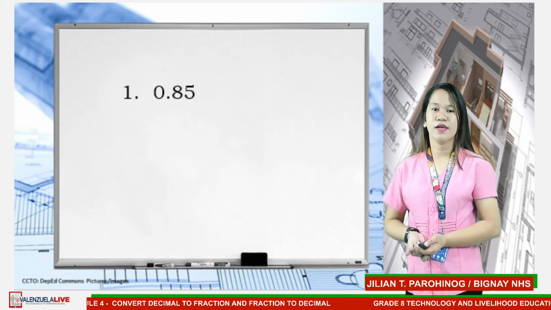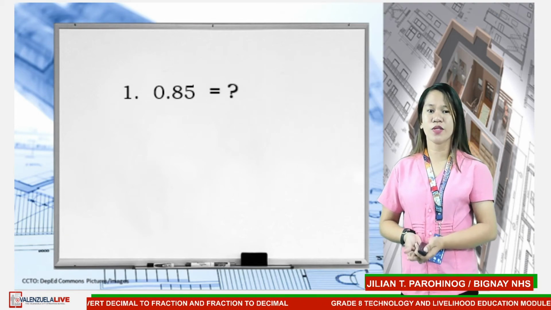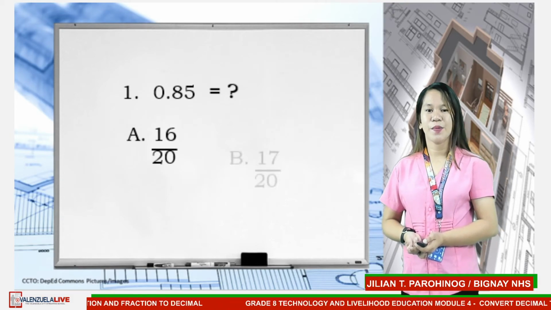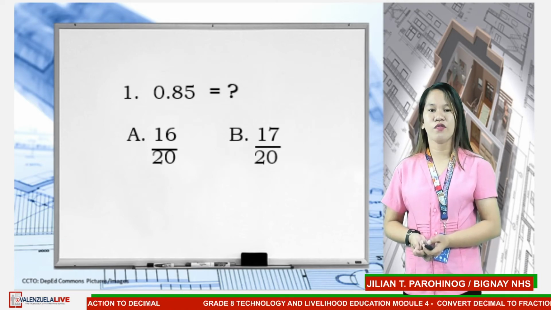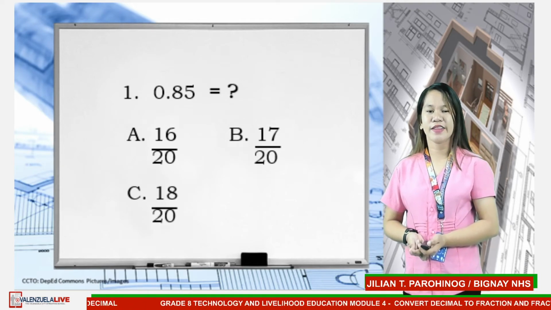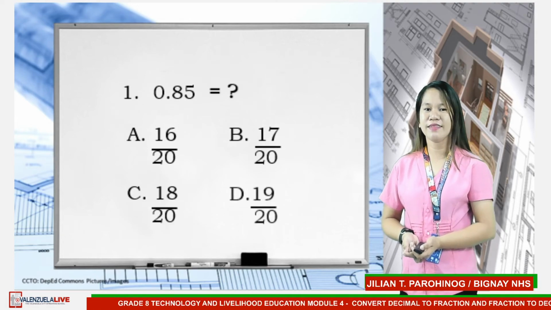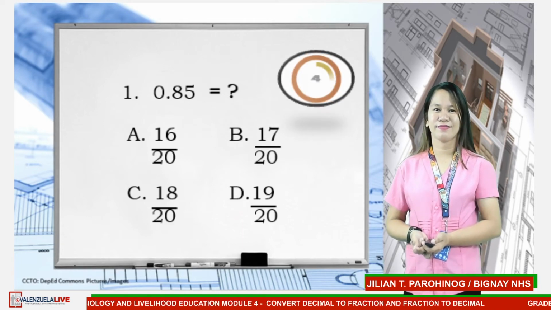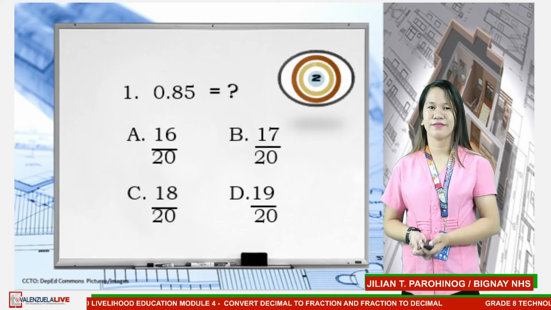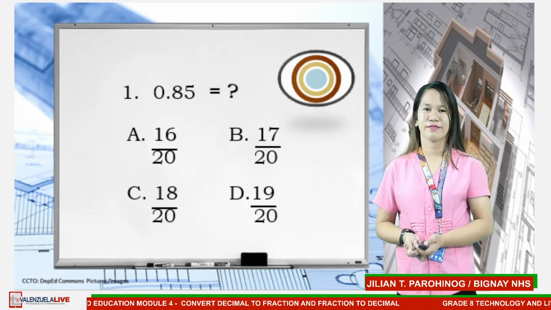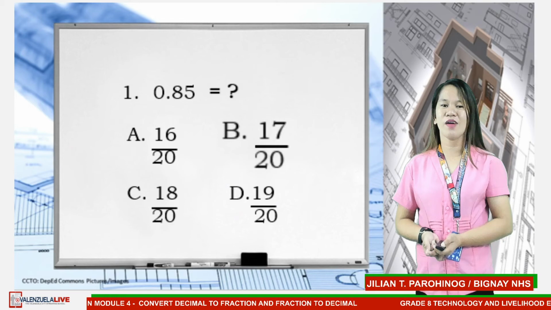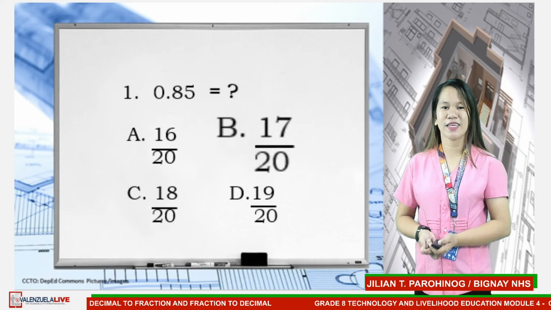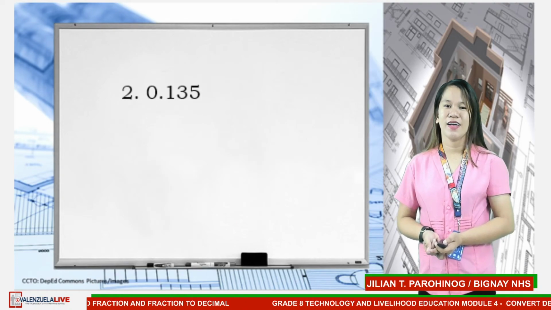Number 1, 0.85 is equals to, is it A, 16 over 20, B, 17 over 20, C, 18 over 20, or D, 19 over 20? Your timer starts now. Time's up. The correct answer is letter B, 17 over 20. Good job, class.